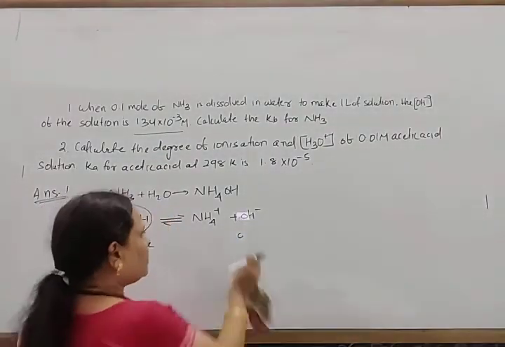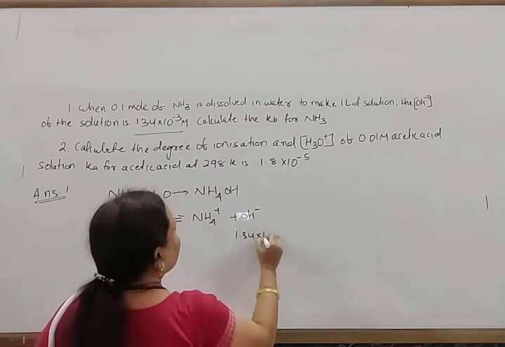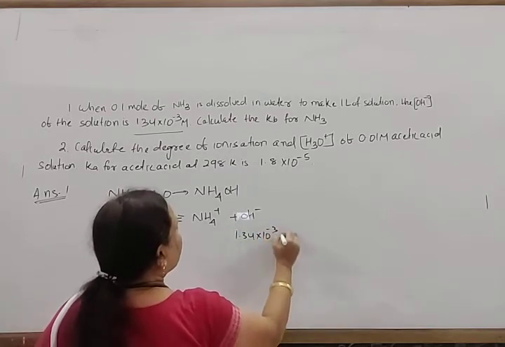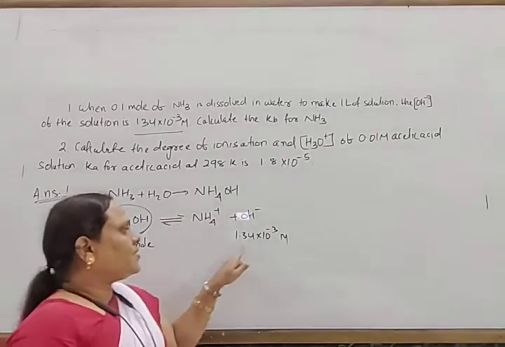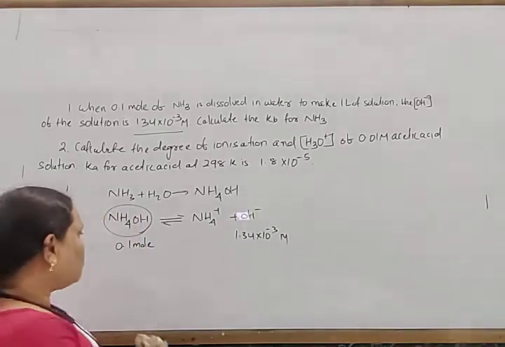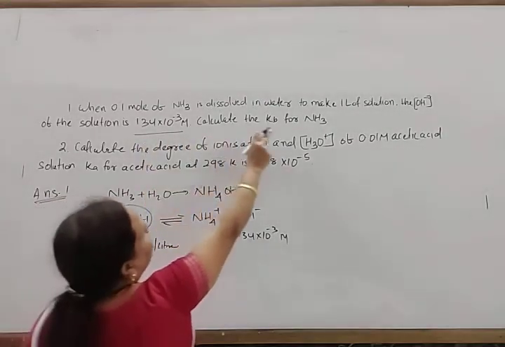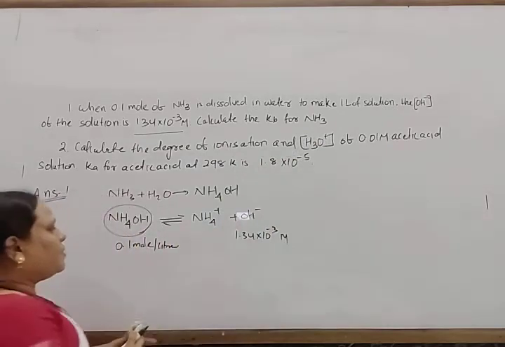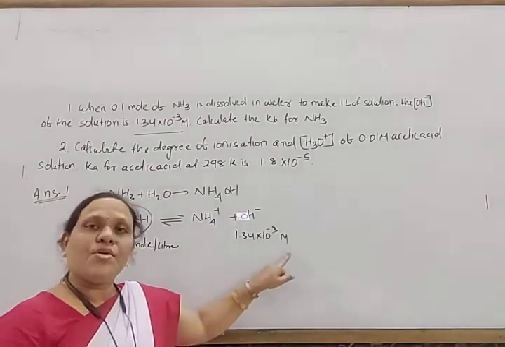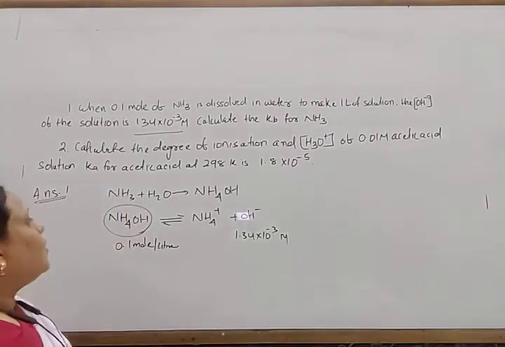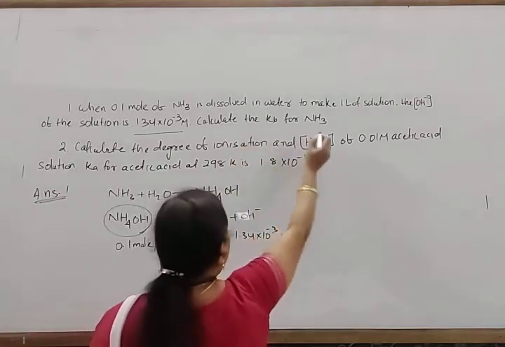The OH minus concentration given is 1.34 into 10 to the power minus 3 M, which is moles per liter. This is taken in 1 liter of solution, 0.1 moles per liter, and this is 1.34 into 10 to the power minus 3 moles. That is given. So the question asked is, calculate the Kb for this.